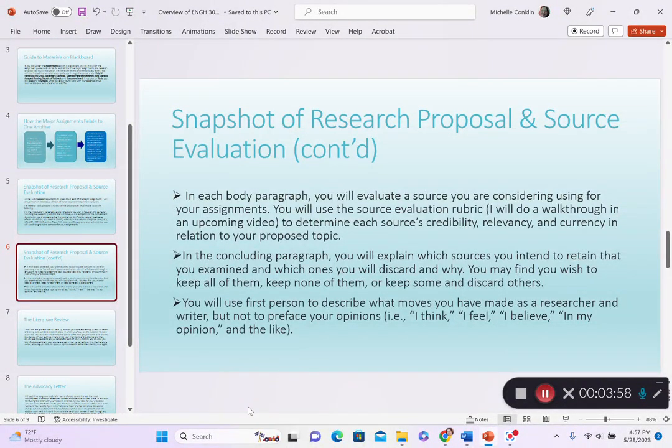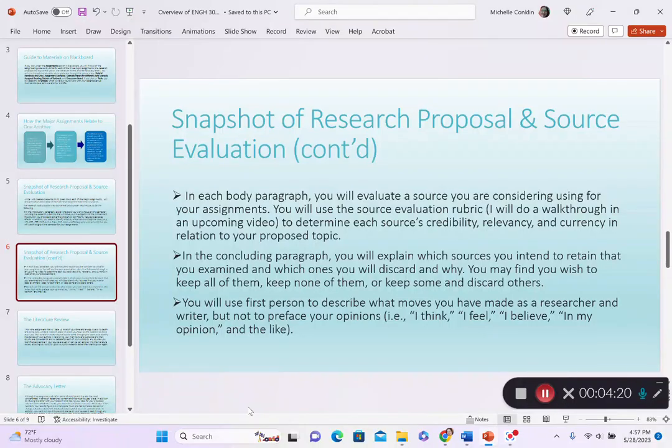So your proposal is restricted just to that first paragraph. Think of it as a trial balloon that you're sending up. You're going to talk about your research questions. You're going to talk about the main topic. You are going to explain what solution you would like to propose.